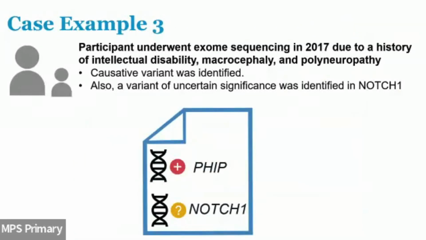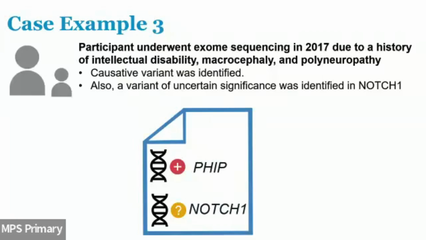So, sorry, I took out an example for time, so now we're in example 3 instead of example 2. This participant and their family registered for GenomeConnect, and they shared a copy of their child's exome report. So in 2017, a child had exome testing due to a personal history of intellectual disability, macrocephaly, and polyneuropathy. Exome testing looks at all the coding portions of our DNA, and they identified a variant in the gene PHIP, and this is likely an explanation for their symptoms.